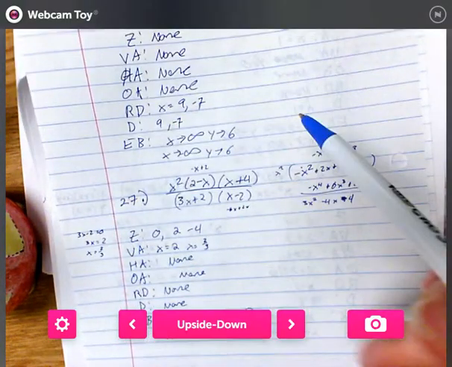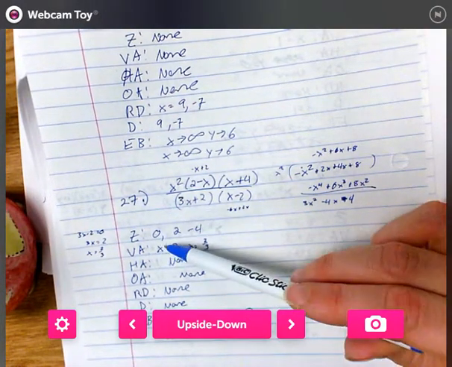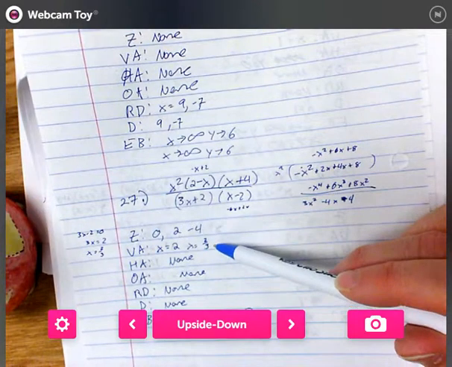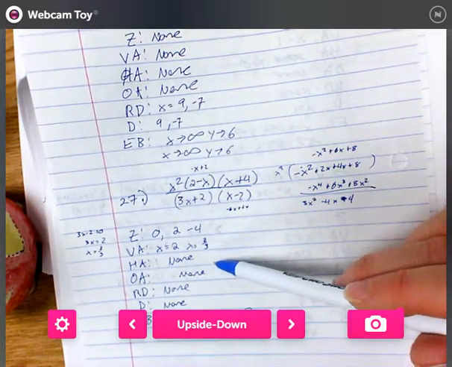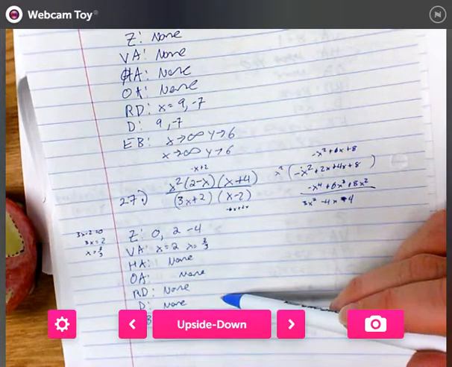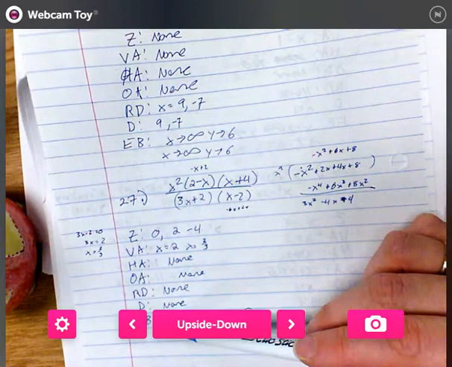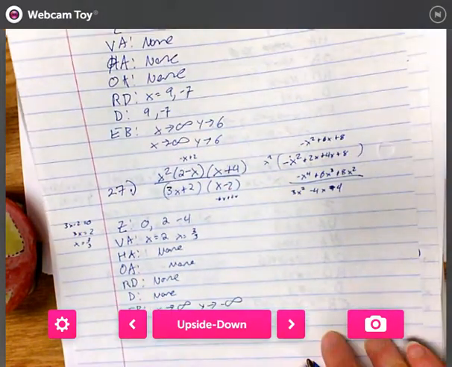Number 27, the zeros are 0, 2, and negative 4. Vertical asymptotes are x equals 2 and x equals 2/3. Horizontal asymptote is none. Oblique asymptote is none. Removable discontinuity is none. And discontinuity is none. As x approaches infinity, y approaches negative infinity. As x approaches negative infinity, y approaches negative infinity.